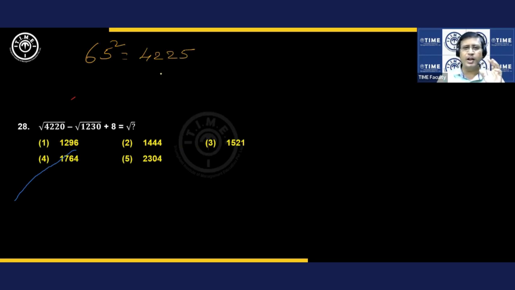Already in the previous example, I explained how to find the 65 square. 5 square, that is it. 5 square means it ends with 5. 65 into 65 ends with 5. So last two places here, we get 25. Where the number is same. Okay. Now what is 1230? What is the square root of it? 1230.